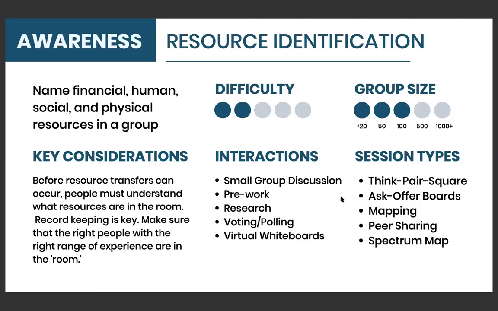A spectrum map can also be done virtually. Normally, a spectrum map would be done in person where people stand in a line or stand in different corners of a room. You can do something similar using a virtual whiteboard where people just put an X in a quadrant, for example, to indicate where they stand, or along a spectrum to indicate where they stand on a question.